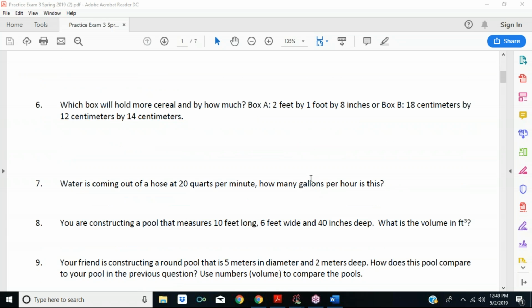So 7 is 20 quarts per minute. How many gallons per hour? So converting quarts into gallons and minutes into hours. 10 feet by 6 feet by 40 inches deep. What's the volume in cubic feet? So you have to change that.